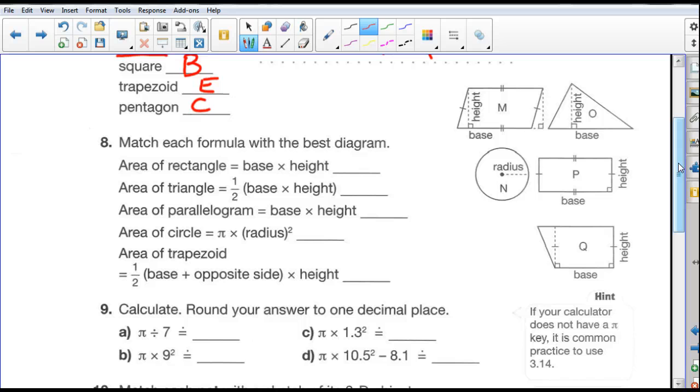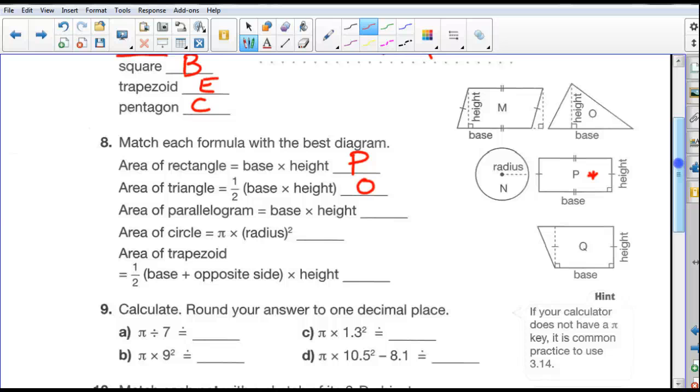Area of a rectangle. Well, which one over here looks like a rectangle? I'm thinking right there, P. And the area of that rectangle is just the base times the height. Area of a triangle, well, I've only got one object over here that looks like a triangle. That would be the object O. Notice that the formula for the area of a triangle is 1/2 base times height, or base times height divided by 2.